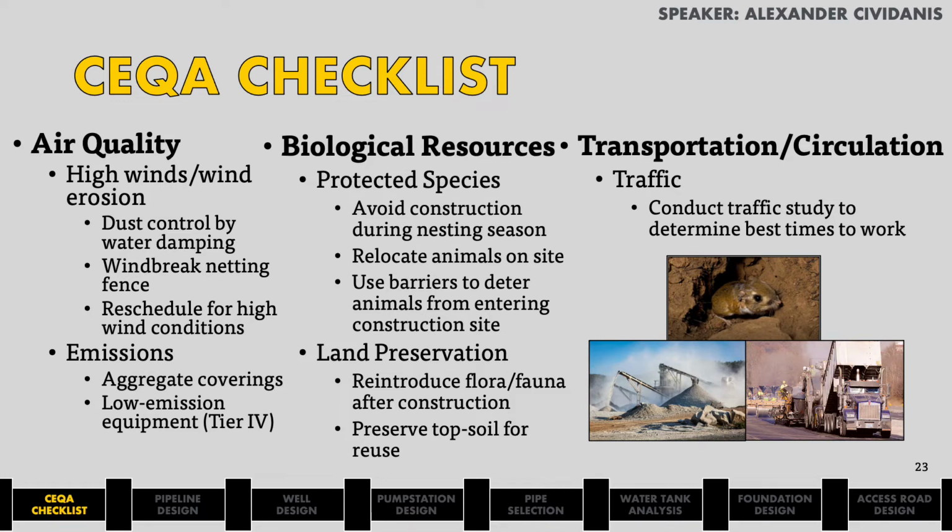Proper aggregate coverings would be used to control particulate matter, and low-emission Tier 4 equipment should be used wherever applicable. This site is located around the Lake Mathews Mountain Reserve, and to help mitigate the disruption of wildlife, we should avoid construction during the nesting season, due to birds using the area for feeding and resting. Animals found on site should be relocated, and a protective barrier should be placed to deter them from entering the construction site. After project completion, the animals shall be reintroduced to the environment.